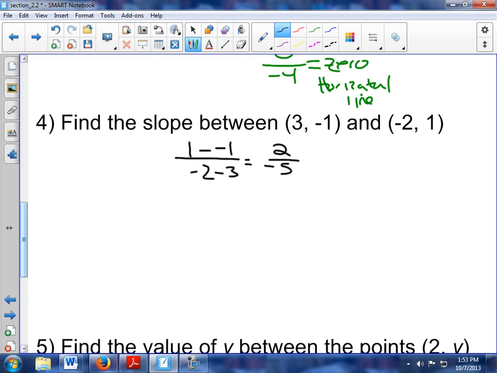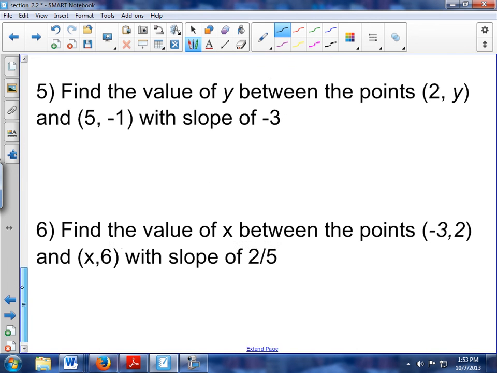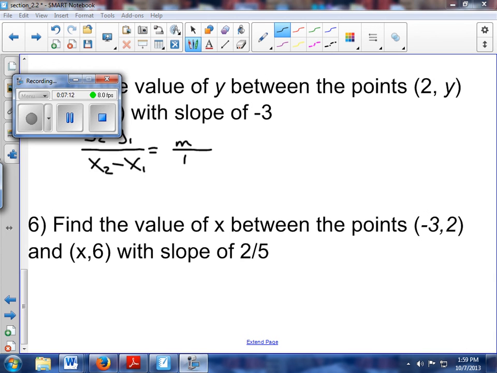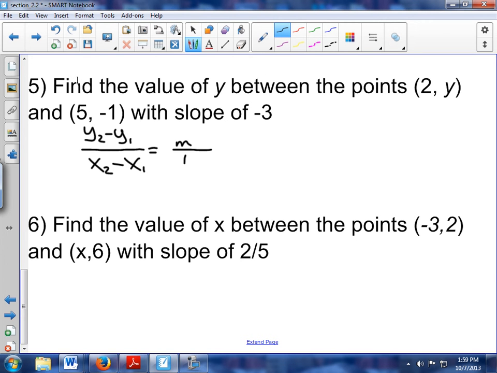Okay. Now these next two are going to be a little bit more difficult. This is why this is algebra 3. Okay? And I'm going to let you try them first. The formula is y2 minus y1 over x2 minus x1, right? And then it equals your slope. So I wrote it this way to help you out. Now we're just going to put in what we know.